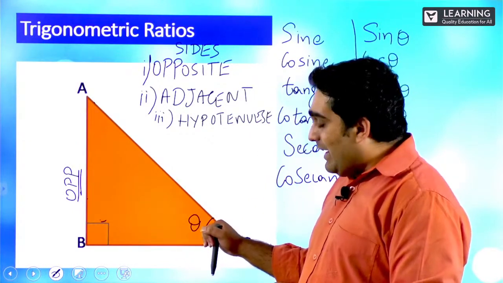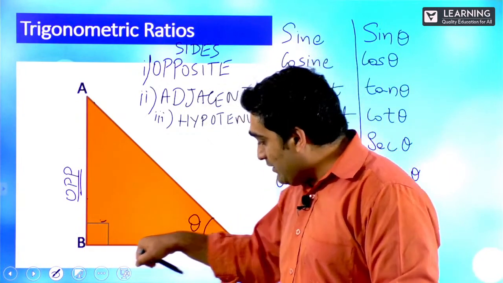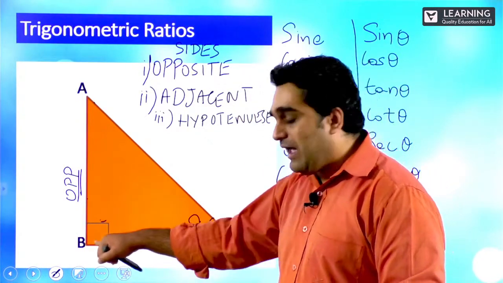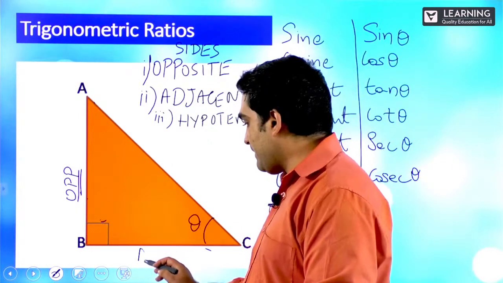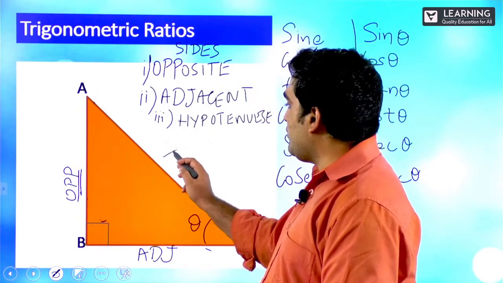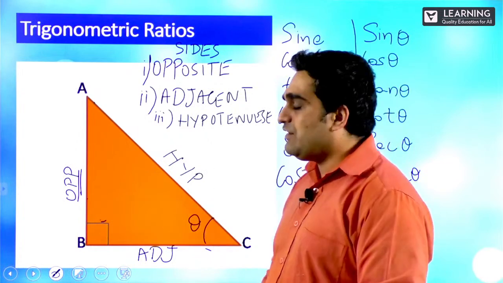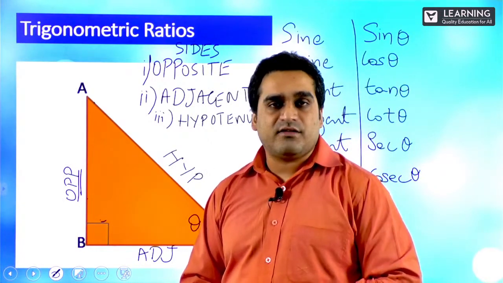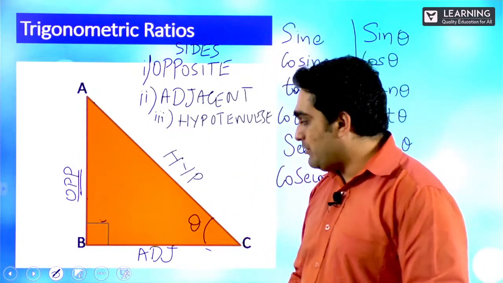Similarly, the line that is beside the angle is what is called the adjacent side. And you're left with the last one, which is the hypotenuse. So this is how you can identify, for any given right angle triangle, which is opposite, adjacent, and hypotenuse.